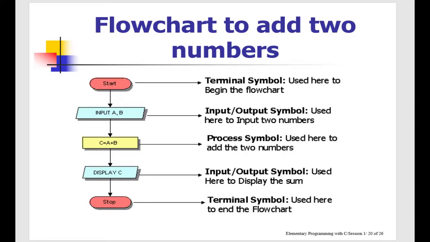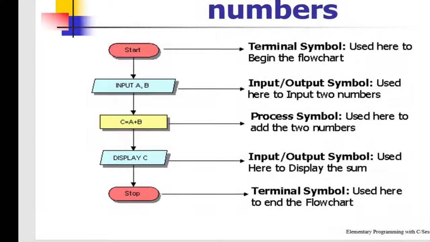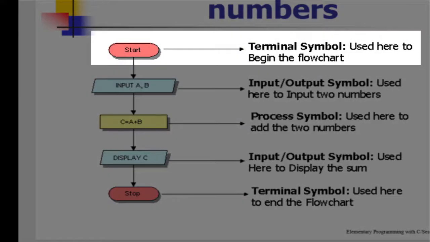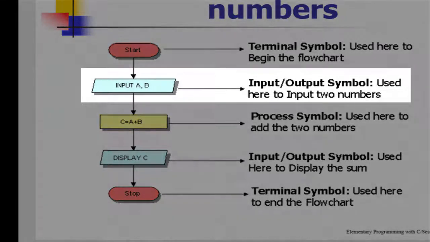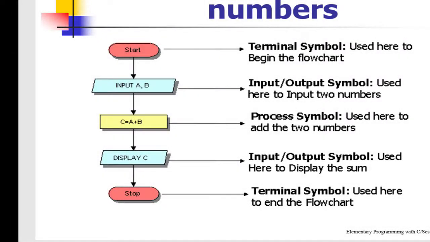Here we have a flowchart that will show us the steps in writing a program to add two numbers. We have the terminal symbol, which is used to denote the beginning of the flowchart, and you can see it's labeled start. We have the parallelogram, which basically shows us the inputs which are required from the user. We require two numbers which we want to add. So we use the input-output symbol, and it is used to allow the user to input two numbers.